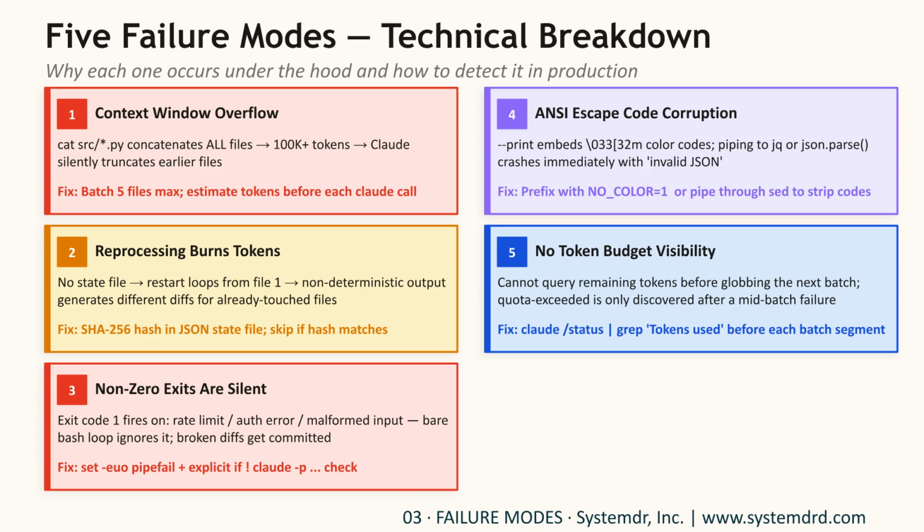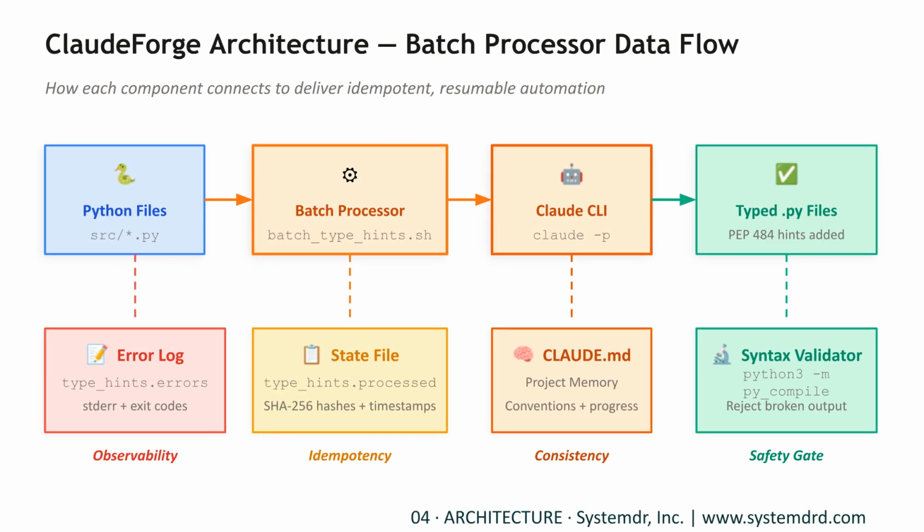Let us look at the architecture that fixes all 5 at once. How each component connects to deliver idempotent, resumable automation. This diagram shows all 5 components of the CloudForge batch processor and how they connect. Every element here corresponds to a real file or subprocess call in the final script.